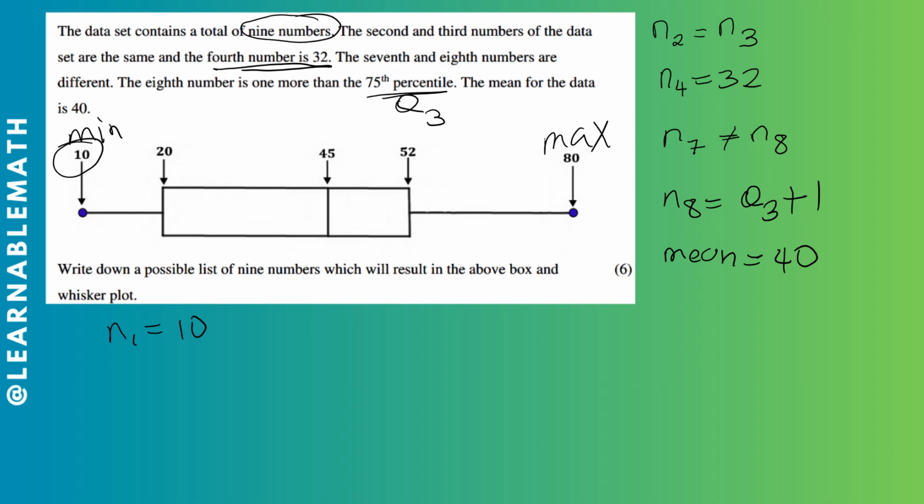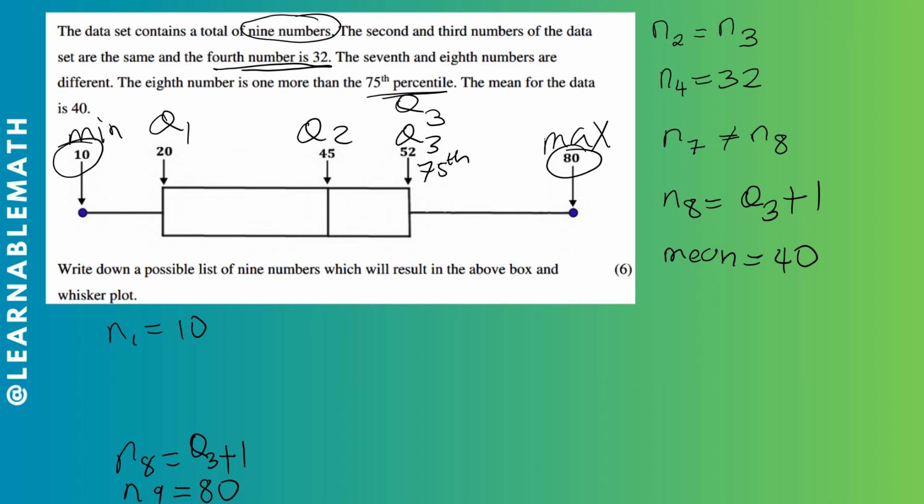And the last one, there are 9 numbers, so N9 will be 80 because that is the maximum value of the data set. We can also deduce N8 because it's the same as Q3 plus 1. We were told that the 8th number is 1 more than the 75th percentile, which is 52. So it will be 52 plus 1, which gives us 53 as N8.